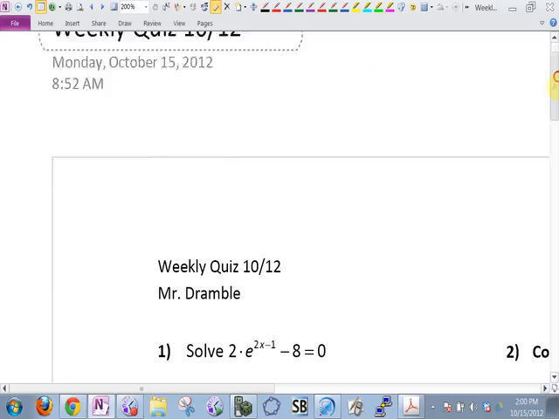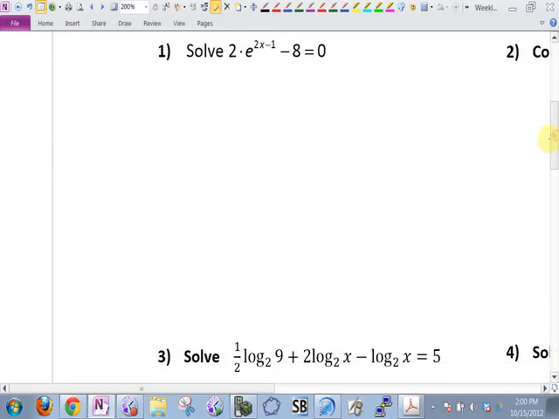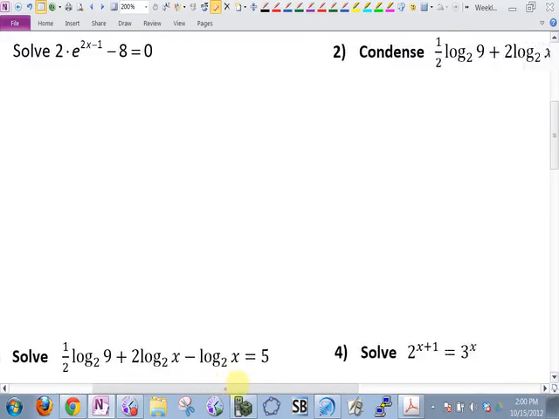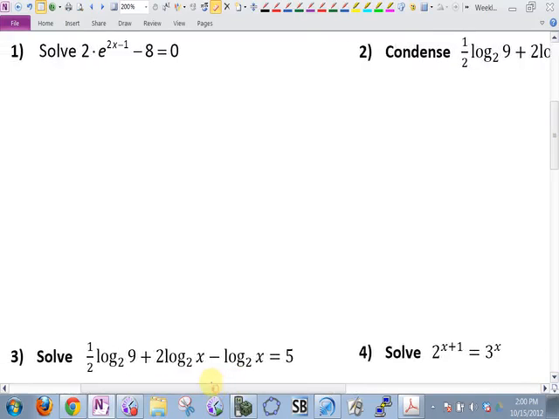Okay, so let's go through each of these problems in detail. Number 1, what do we do first? Add 8, so you're going to get 2 times e to the 2x minus 1 equals 8. What do we do next? Divide by 2, so you get e to the 2x minus 1 equals 4.